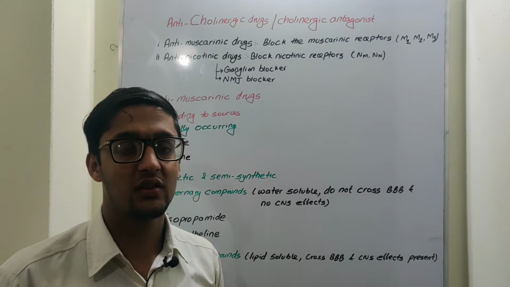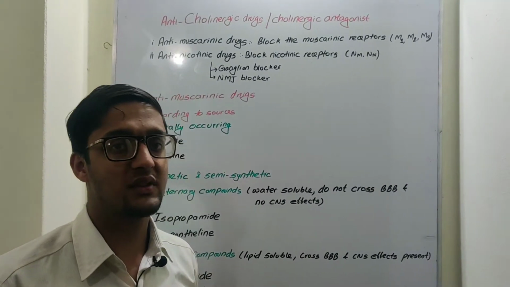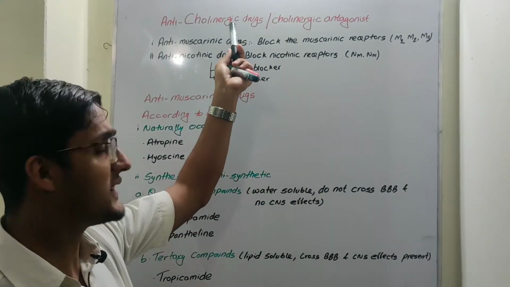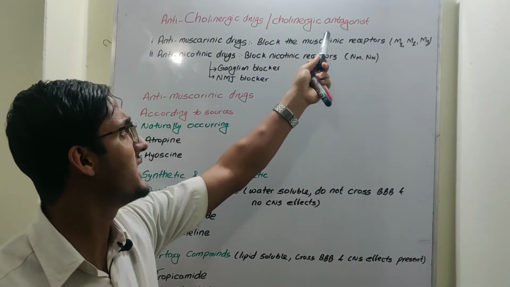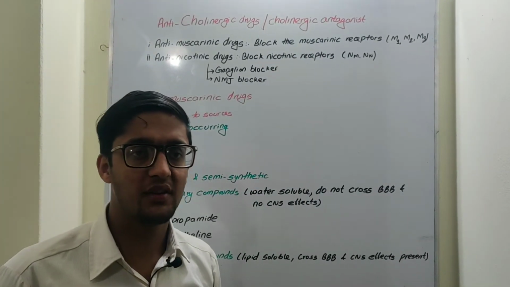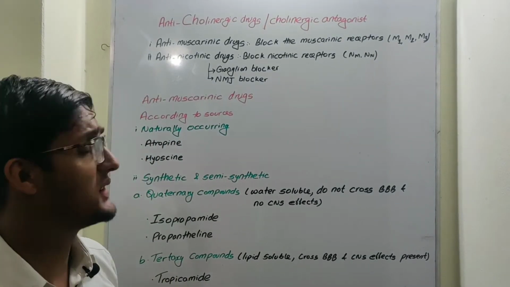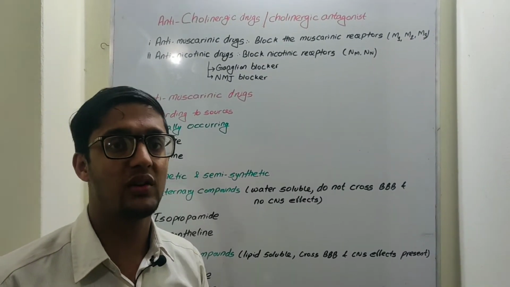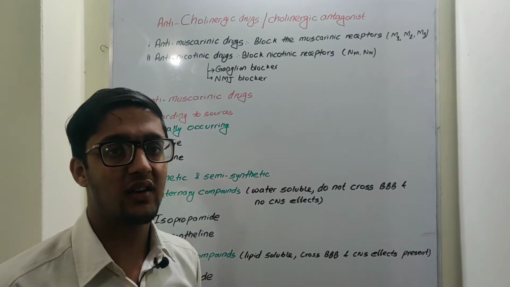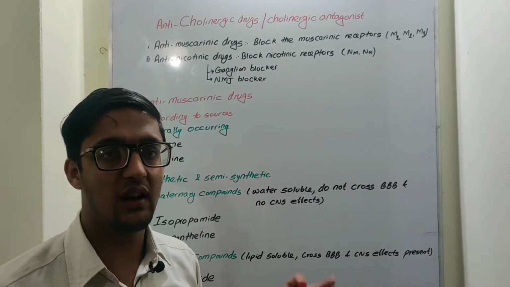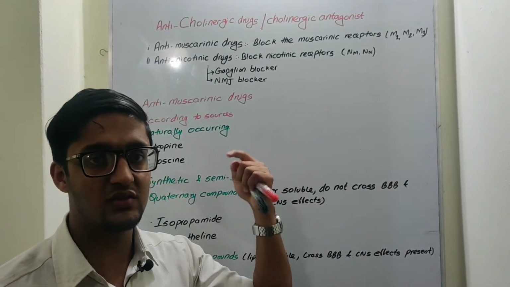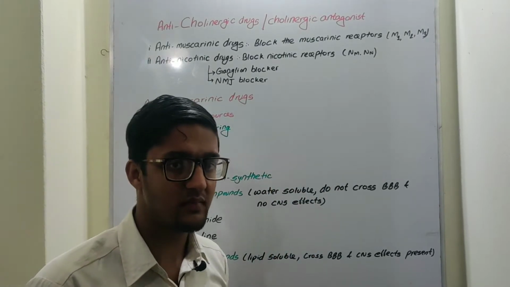In this video today we are going to discuss the classification of anticholinergic drugs, or cholinergic antagonists. In our previous video we already discussed the cholinergic drugs. Now today's discussion is anticholinergic drugs, and the effects of these drugs are just opposite to those of cholinergic drugs.